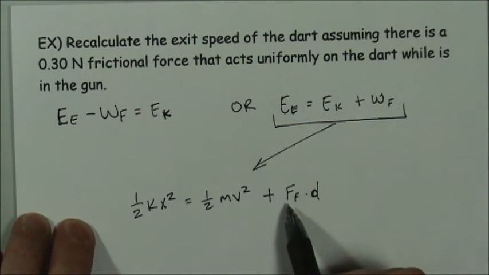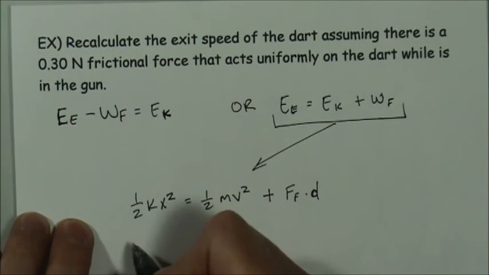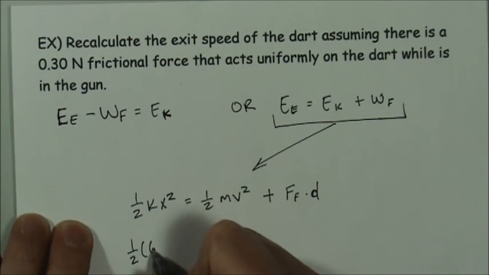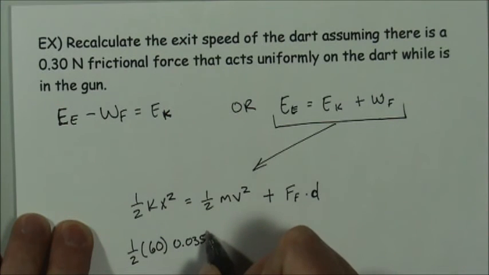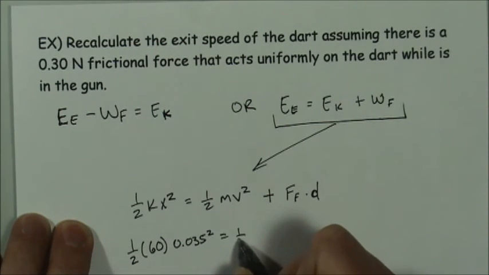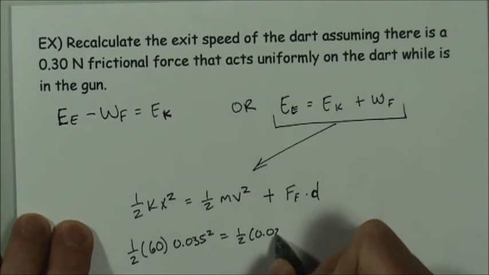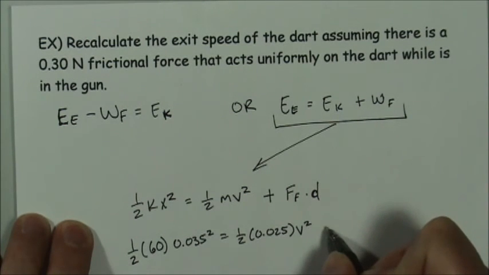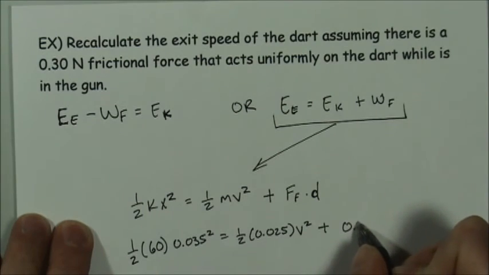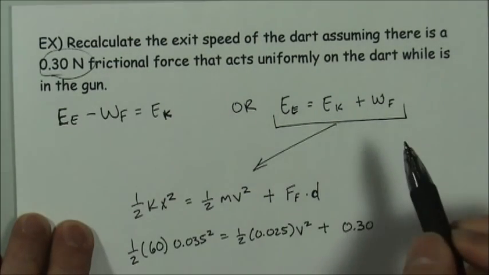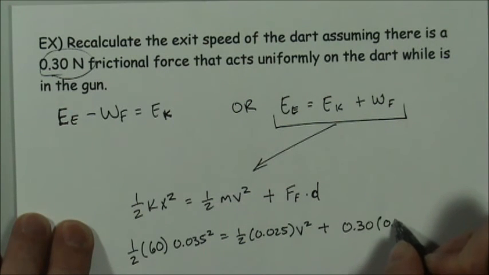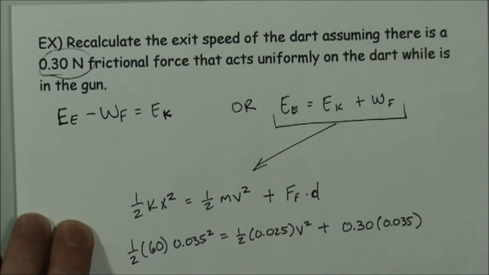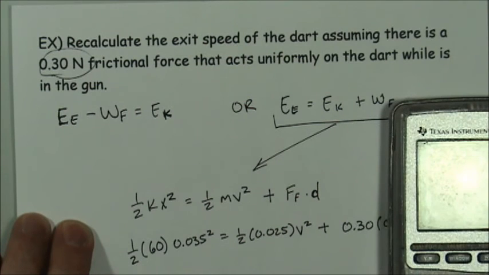I could multiply by 2, and that would get rid of the 1/2, but I don't really see how that's a big advantage, so I'm just going to leave those as they are. 1/2 times 60 times 0.035 squared is equal to 1/2 times 0.025 times v squared plus 0.30, that's the frictional force, times the displacement, which is 0.035. So I'm going to calculate each of these three numbers separately.